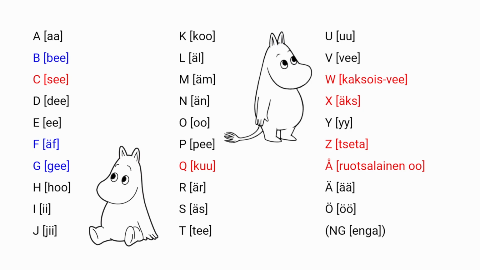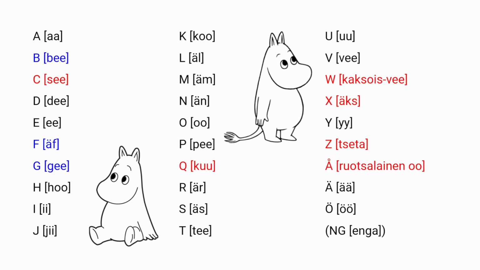Ö. And lastly, while this doesn't have its own place in the Finnish alphabet, it does have its own sound, the Finnish NG sound. To sort of demonstrate how it's pronounced, I use the name Enga. It's kind of similar to the NG sound in English, except you don't have the G stop sound. It's just you hold out the nasal sound, Enga.